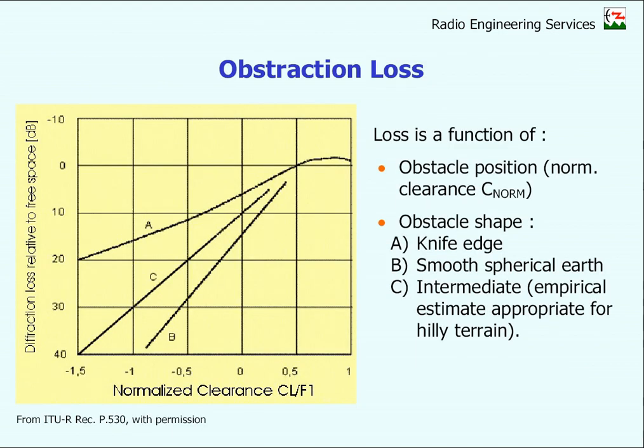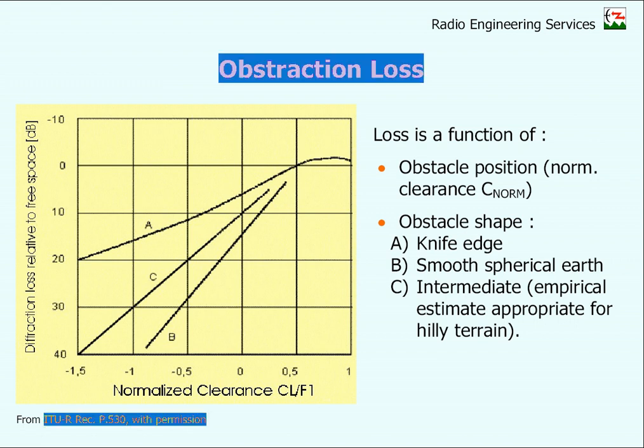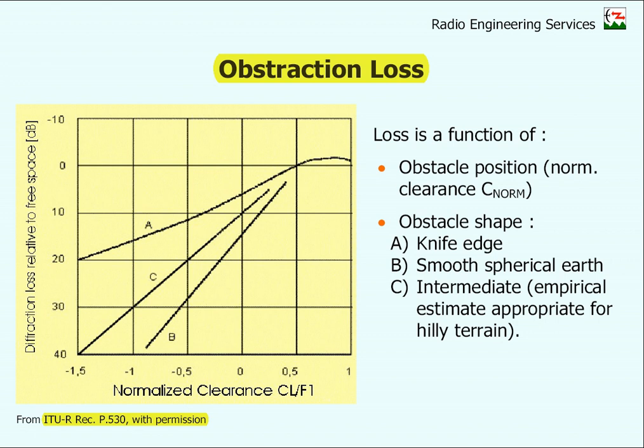In the figure, you see theoretical and empirical results about the obstacle shapes that we have just mentioned. Knife edge, smooth spherical earth, and rounded shape representative of hilly terrain. The first comment is that the obstacle shape plays a significant role. For a given value of normalized clearance, the diffraction produced by a knife edge obstacle makes the loss limited to a value much lower than in the case of propagation beyond the horizon.